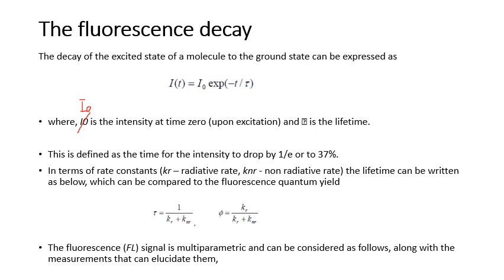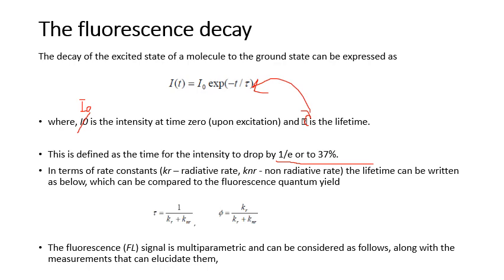Here tau gives the idea of your lifetime. Lifetime means whenever you give the energy, it moves to the excited state, and up to what time it can live there. This is defined as the time for the intensity to drop to 1 by e, or 37%. This is called lifetime.